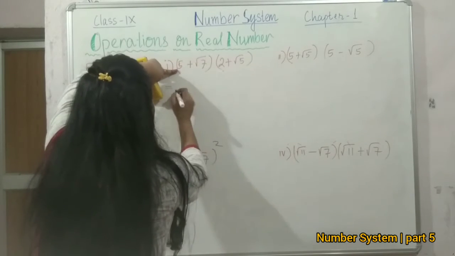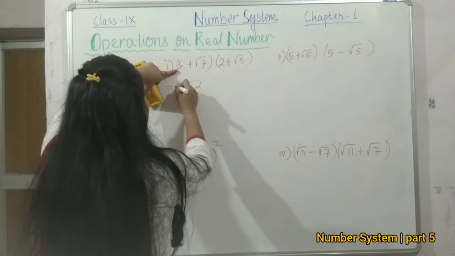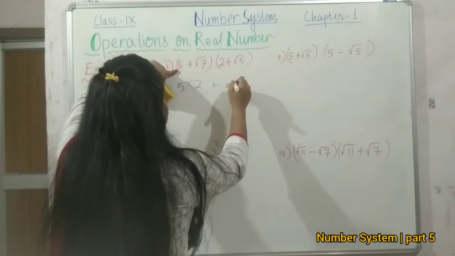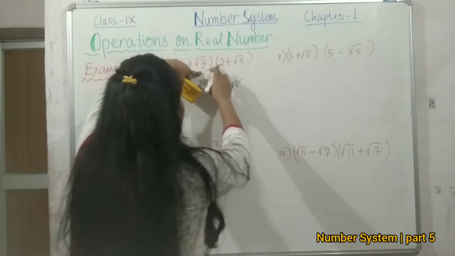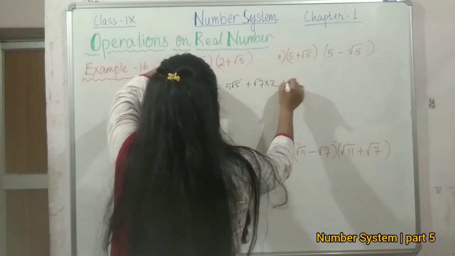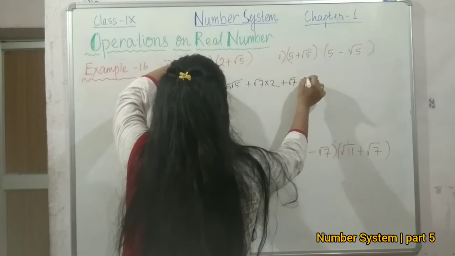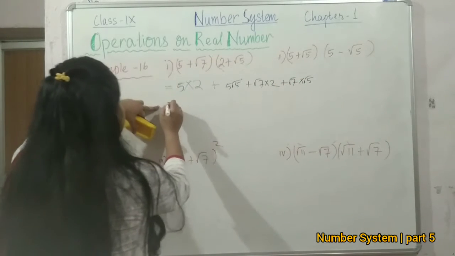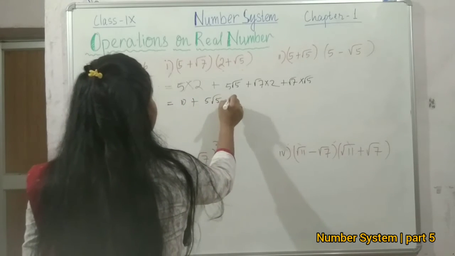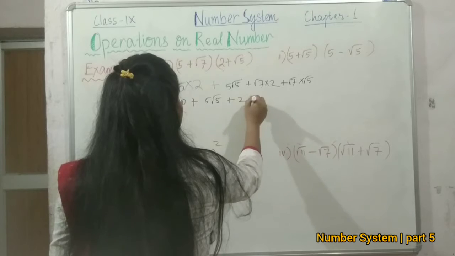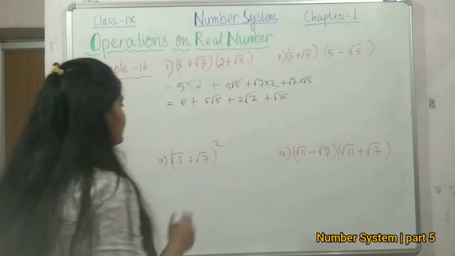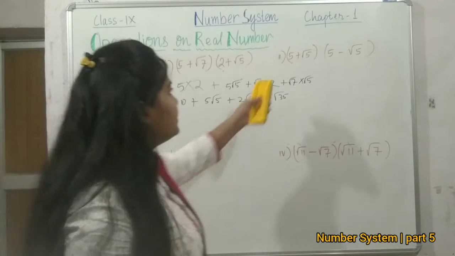5 into 2 plus 5 into root 5 plus root 7 into 2 and root 7 into root 5. So this is very easy. 5 2s are 10 plus 5 root 5 plus 2 root 7 plus root 35. This is very easy. Now see the bit 2.